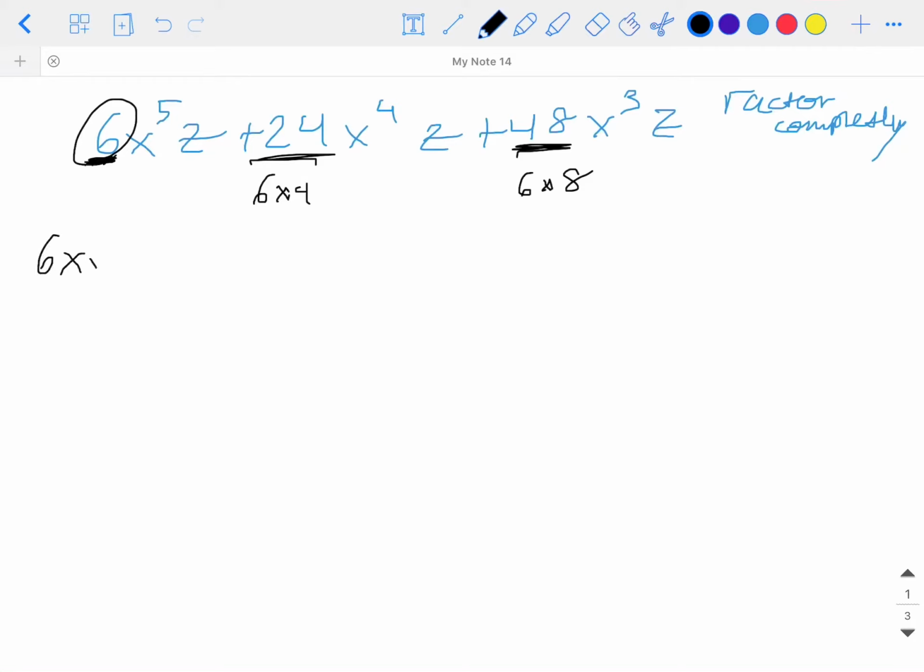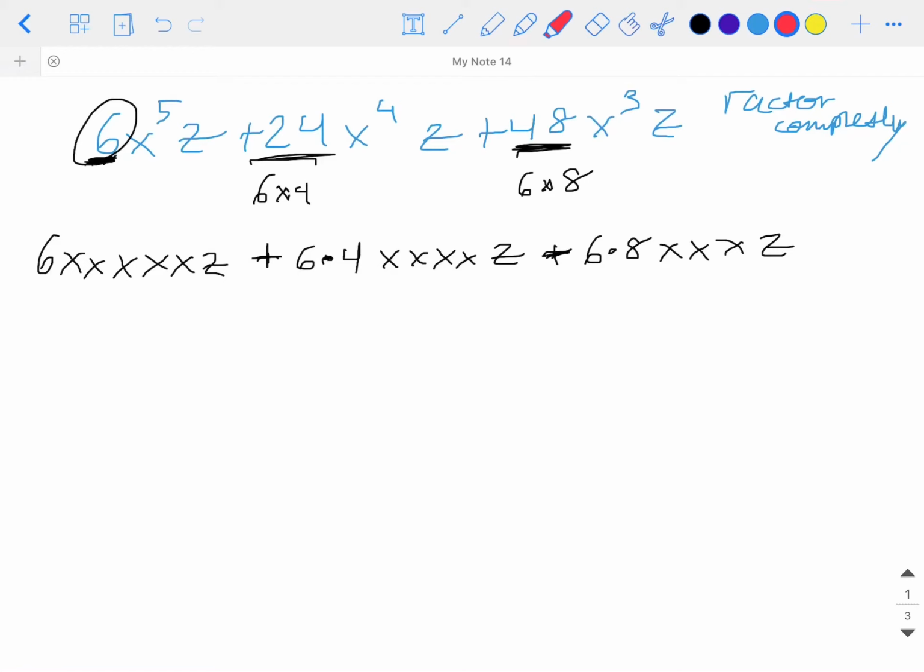6, we have 5 x's, 1z, separated by the plus sign, 6 times 4. We got 4 x's, 1z, separated by the plus sign, 6 times 8. We have 3 x's, and then 1z.